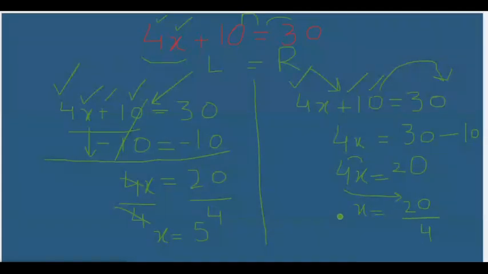On the left hand side, 4 was multiplying with the x. It will go the other side, will divide. So the last step will be 20 divided by 4, which is equal to 5.